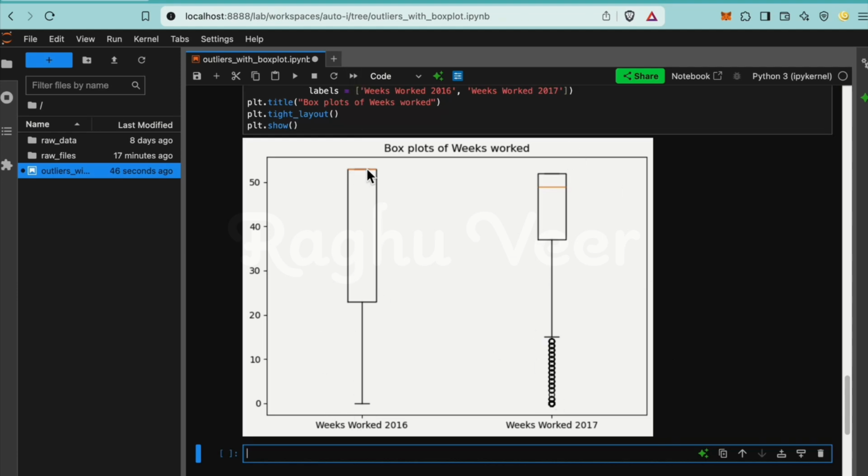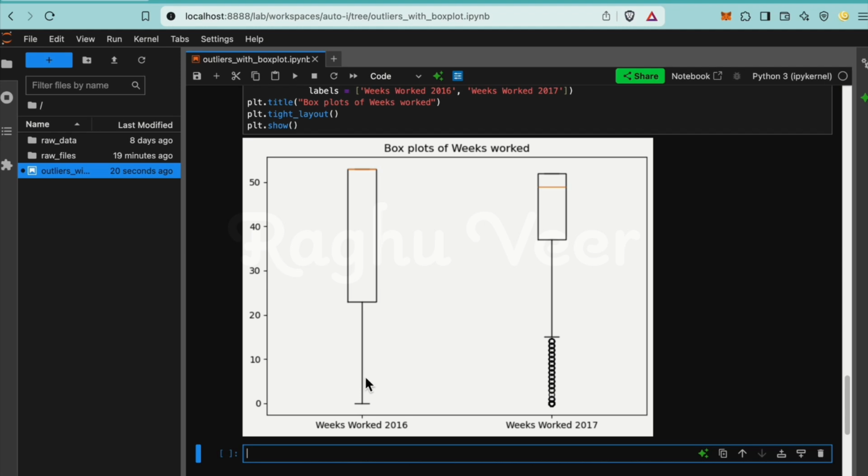Now we could see the red line here is different at different points. Here the red line is close to 52. That means the median is 52. That means 50% of the people in 2016 worked close to 52 weeks, and in 2017 50% of the people worked close to 50 weeks. The interquartile range is ranging from around 20 to 52. That means there is a lot of variation here compared to 2017. That means many people are working fewer weeks in 2016.